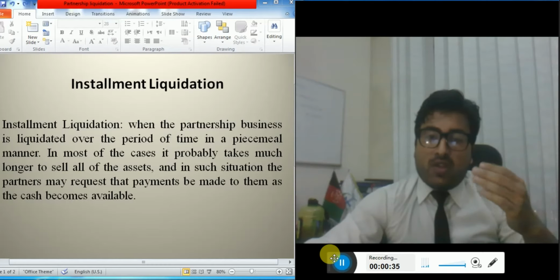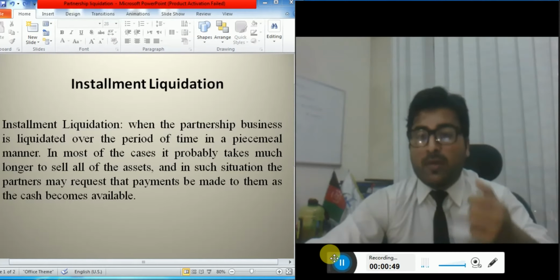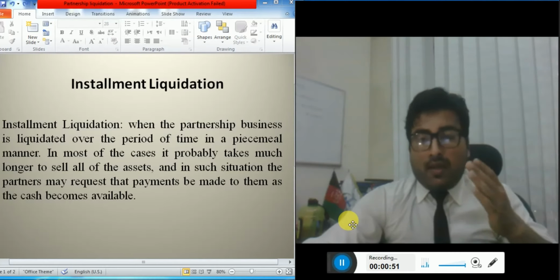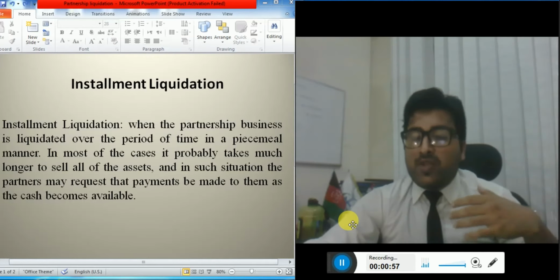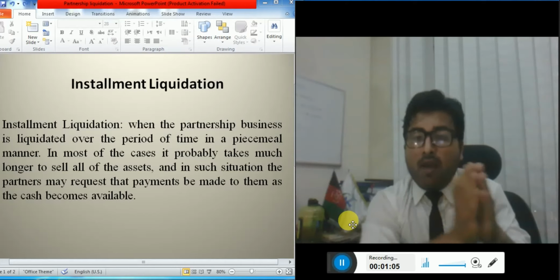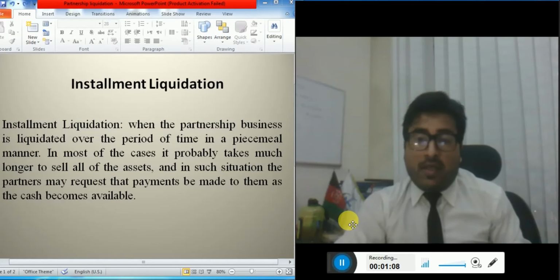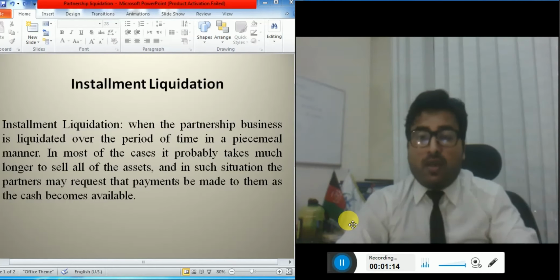A portion of the assets is sold in the first month, right? A portion of the liabilities is paid, and some payment is also made to some partners. And a portion is paid in the second month. So it means the business is not liquidated at once. You can say half of the business is liquidated in one month and the other half in another month. And it may also be possible that it is liquidated not in two installments, but in three.